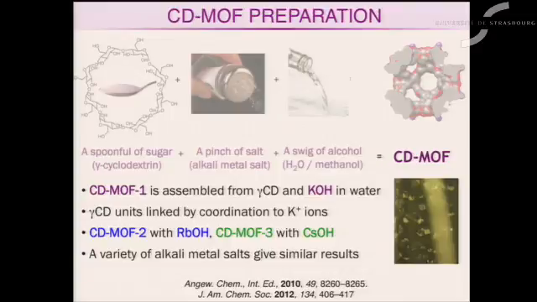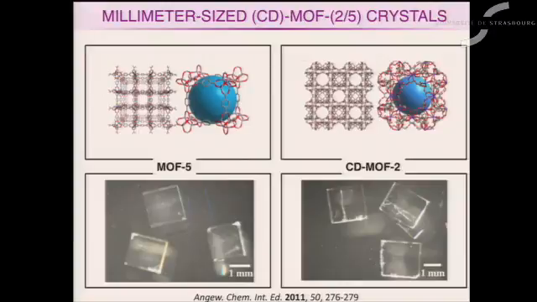CD-MOF2 we can make with rubidium, and CD-MOF3 with cesium. You can also make 1 with sodium. And they're very easy to obtain. This is the point: it's what I call Bob's your uncle chemistry. You mix A, B, and C, and within hours you have these large cubic-sized crystals.